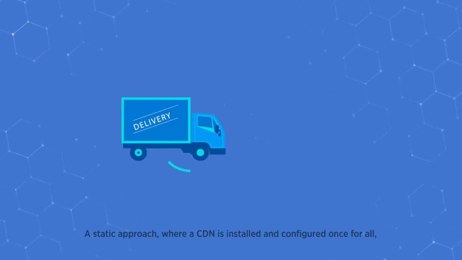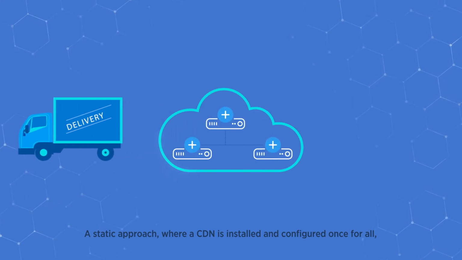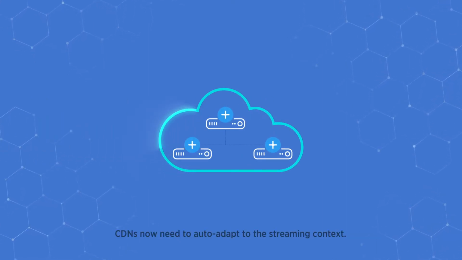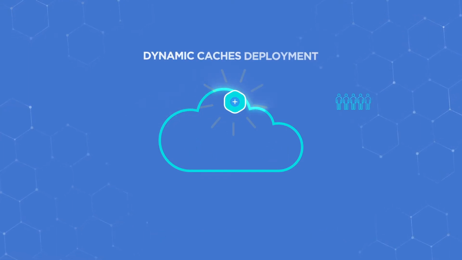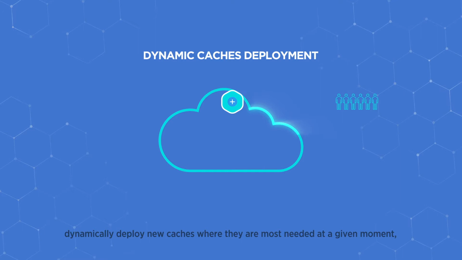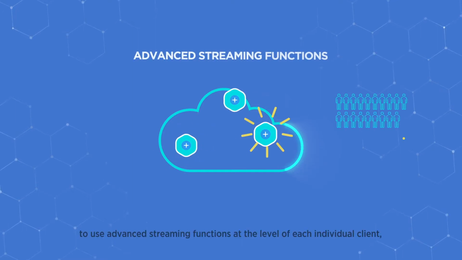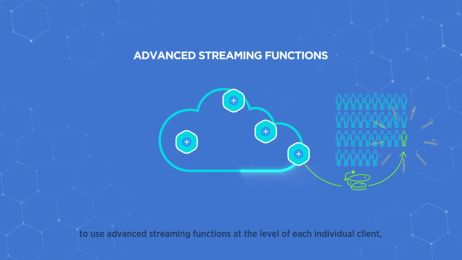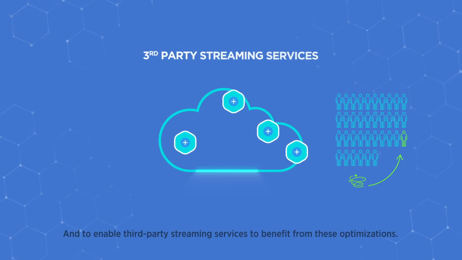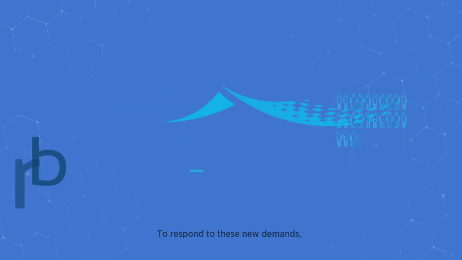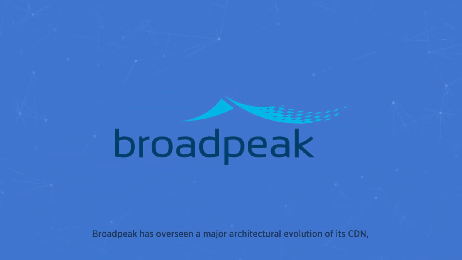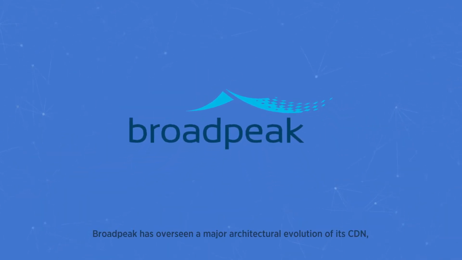A static approach where a CDN is installed and configured once for all is no longer sufficient. CDNs now need to auto-adapt to the streaming context. In particular, there is a need to dynamically deploy new caches where they are most needed at a given moment, to use advanced streaming functions at the level of each individual client, and to enable third-party streaming services to benefit from these optimizations.